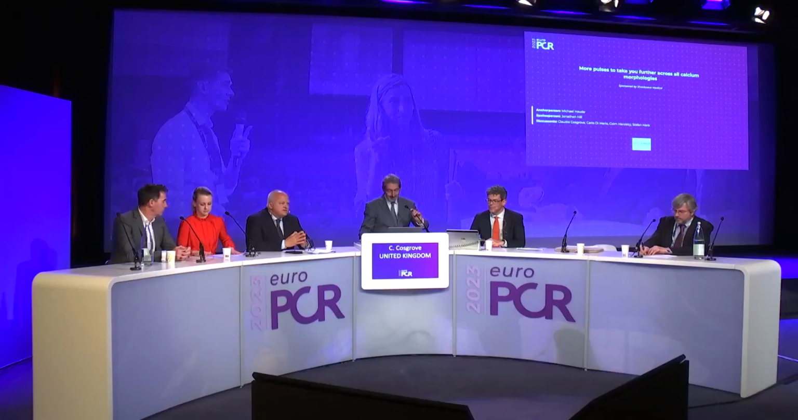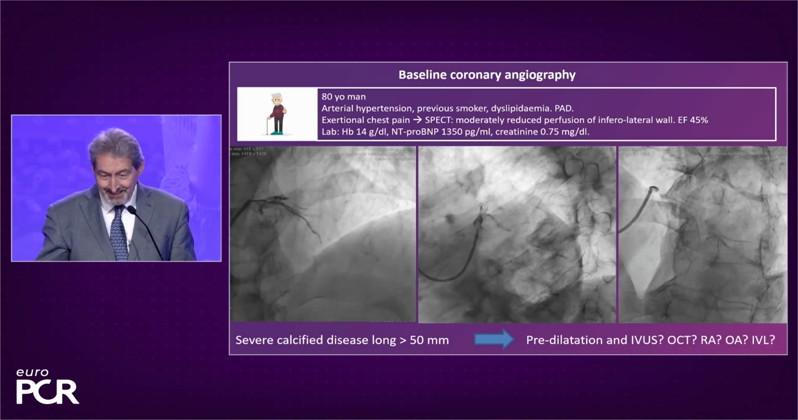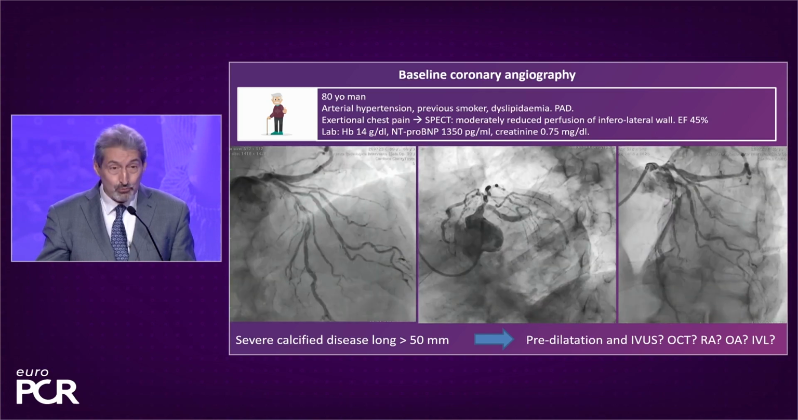It's my pleasure now, Carlo, to invite you to give us your example on the use of IVL in a long, diffuse calcified lesion. Thank you, Michael. So I have a somewhat easier task than Claudia, since I'm simply describing the very first case that a few months ago I was able to do with the new C2 Plus catheter. And among my conflicts is the fact that I've been using this technology for the past 5 to 7 years, including the first Disrupt 1 and 2 trials.